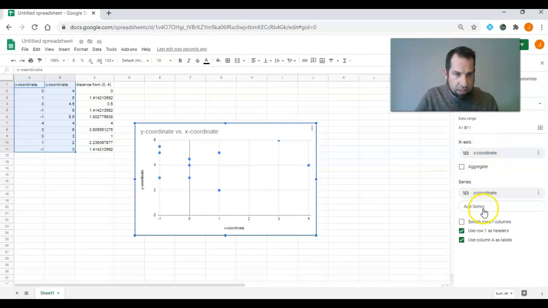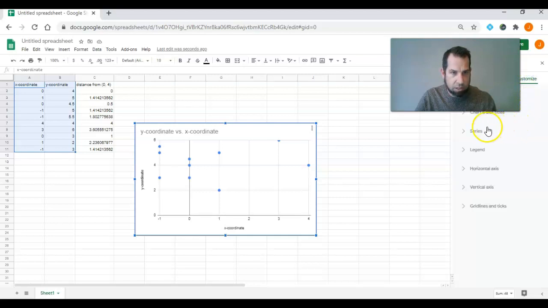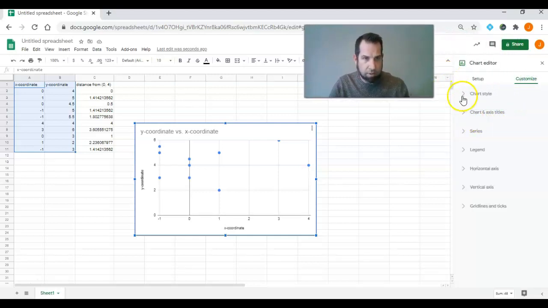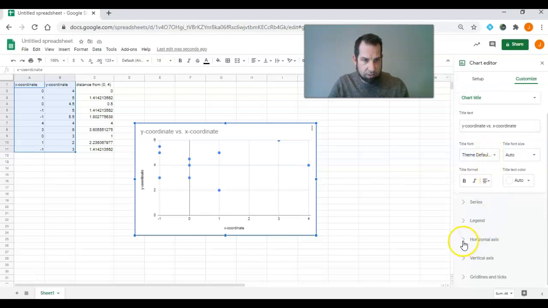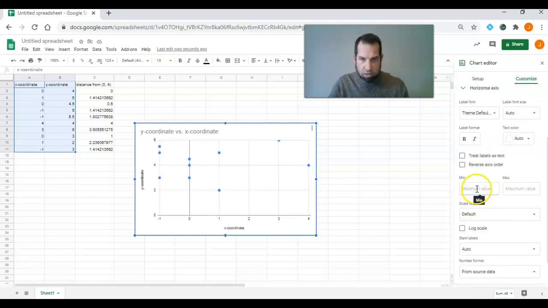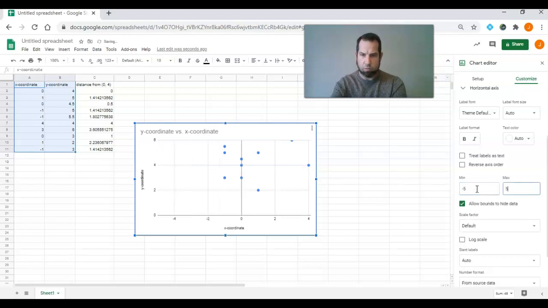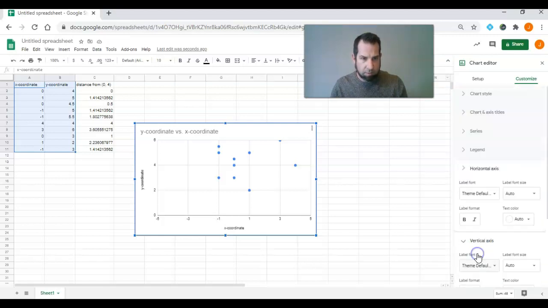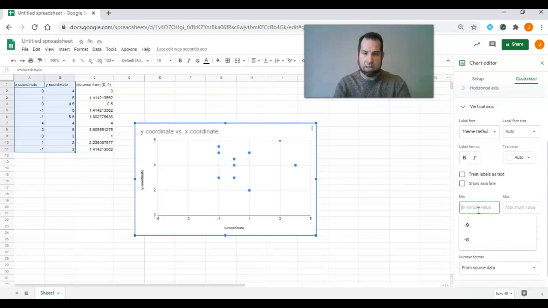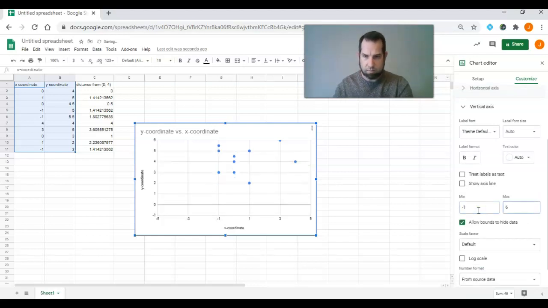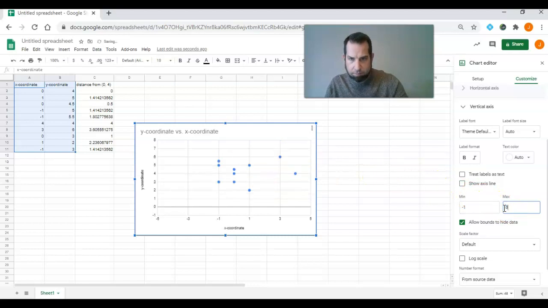I may want to see a little bit more, so what I'm going to do here is customize. Let's see your chart style. I'm fine with size here. Let's look at the horizontal axis. Instead of it going from -1 to 4, let's have it go from -5 to 5. And then let's set up the vertical axis, and let's have it go from, say, -1 to 6. Looks like we need to have it go a little bit more. Let's try 8. There we go.